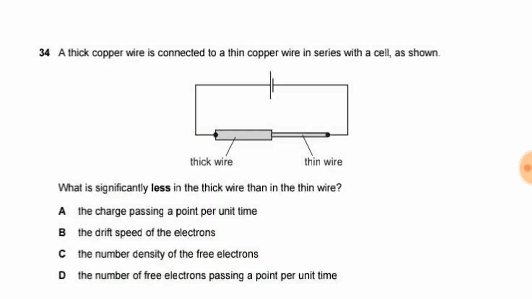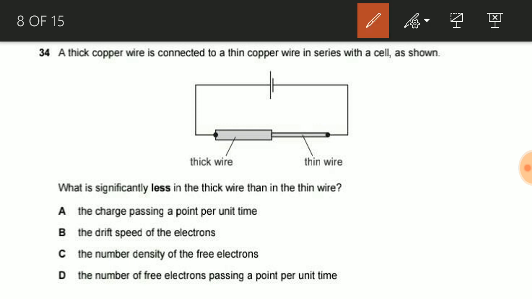Now let us move to question number 34. In this question, here is one thick copper wire and here is one thin copper wire. Now what is significantly less in the thick wire than in the thin wire? In the thick wire, we need to find what value is less. Charge passing will be more in the thick wire. The drift velocity, we know that I is equal to vENA.